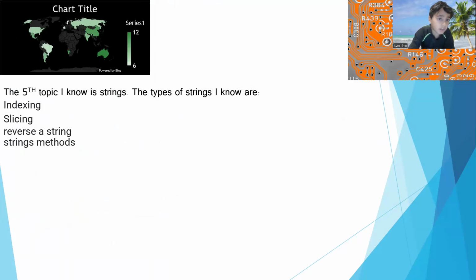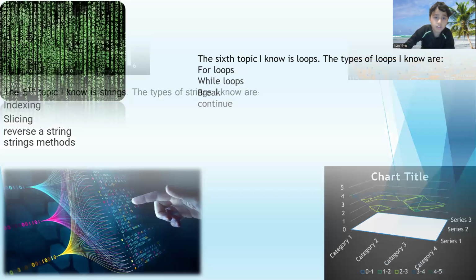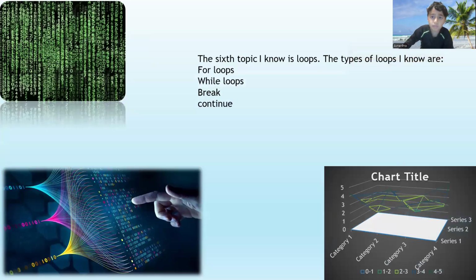The fifth topic I know is strings. The types of strings that I know are indexing, slicing, reversing a string, and string methods. The sixth topic I know is loops. The types of loops are for loops, while loops, break, and continue. You know what that means, because we did a video on loops before.